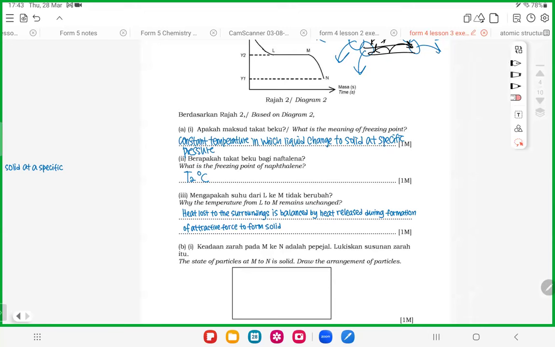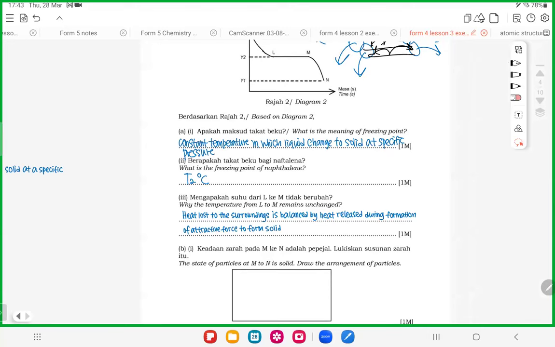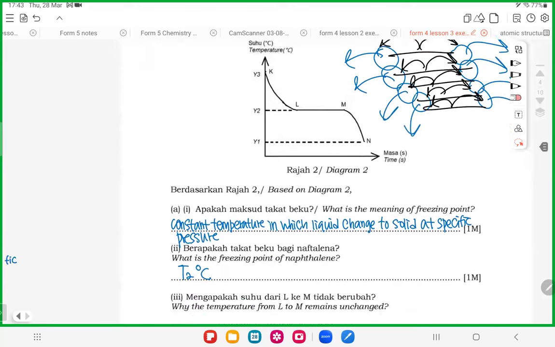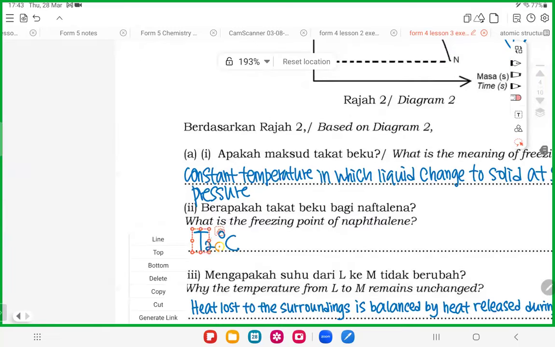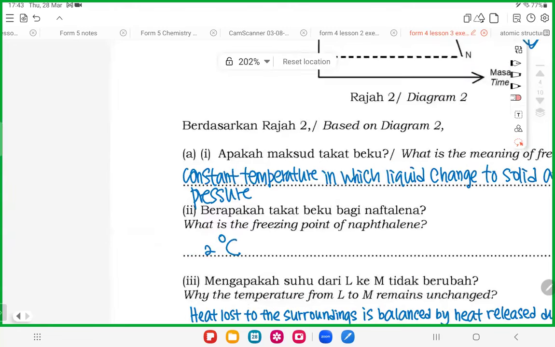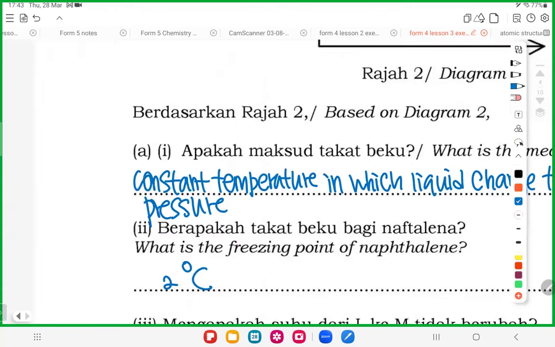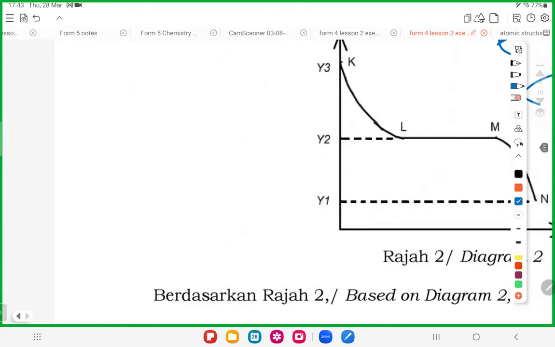Okay? That's it. Oh, sorry, just now I wrote wrongly. This is not T2. This is Y2. Sorry, my bad. Should be Y2. So I wrote wrongly just now. It's Y2. Okay? All right. Y2, not T2. My bad.